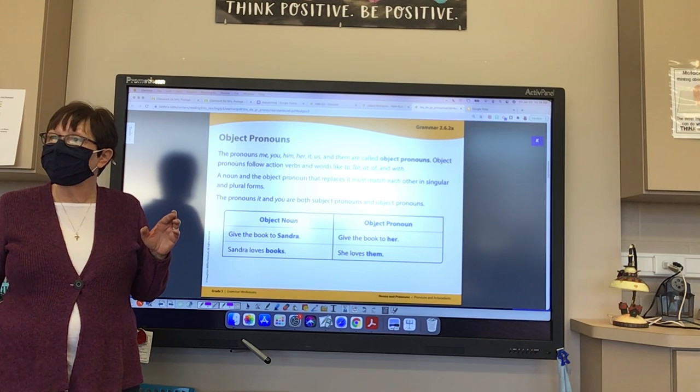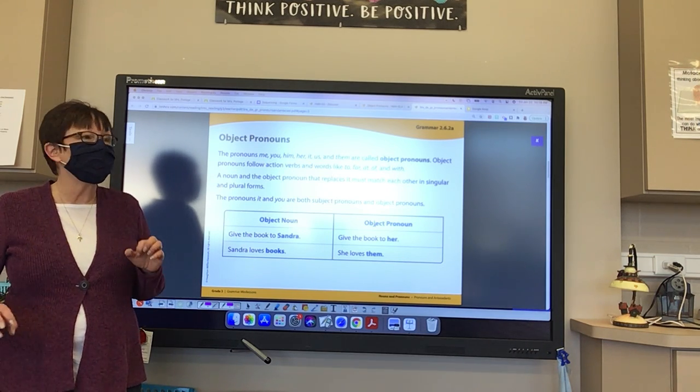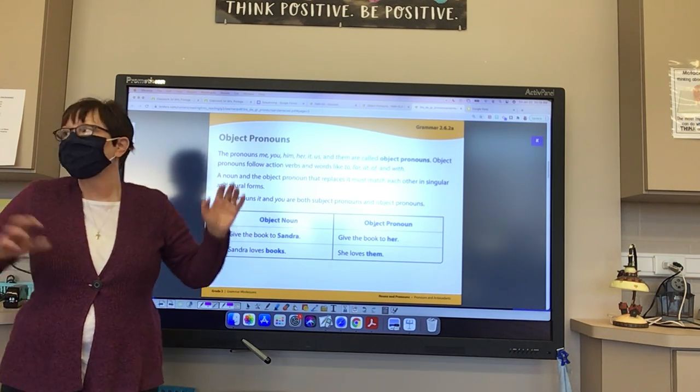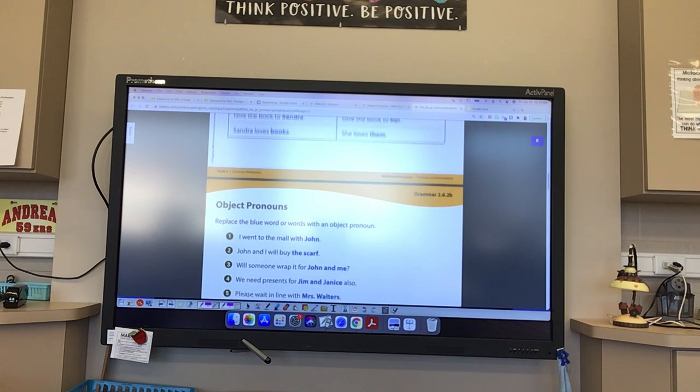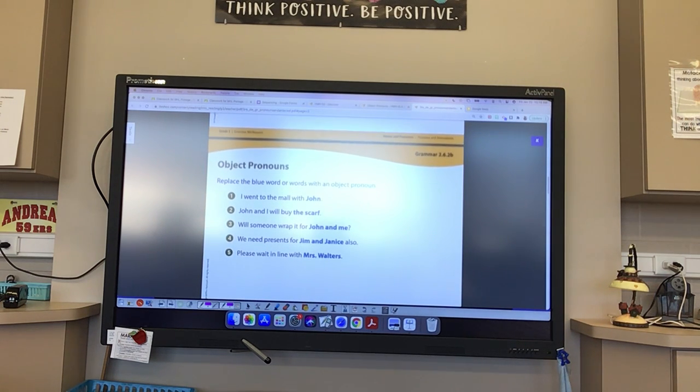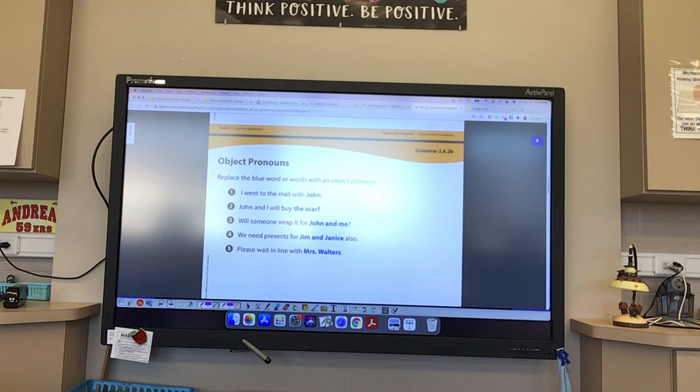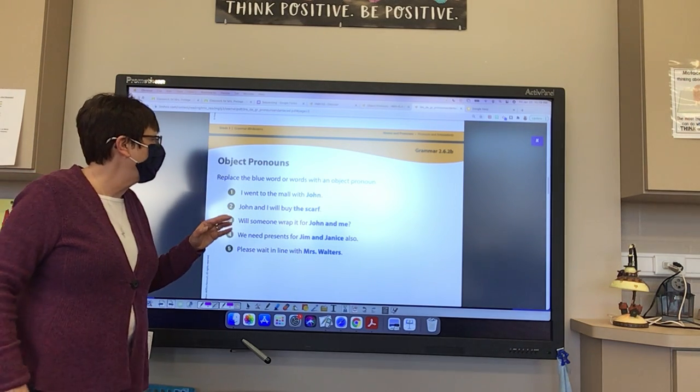Are you ready to do a little practice where it always makes more sense when we practice? Yes, let's do a little practice. Because until we practice, now it just seems kind of confusing. Now it says, replace the blue word or words with an object pronoun.